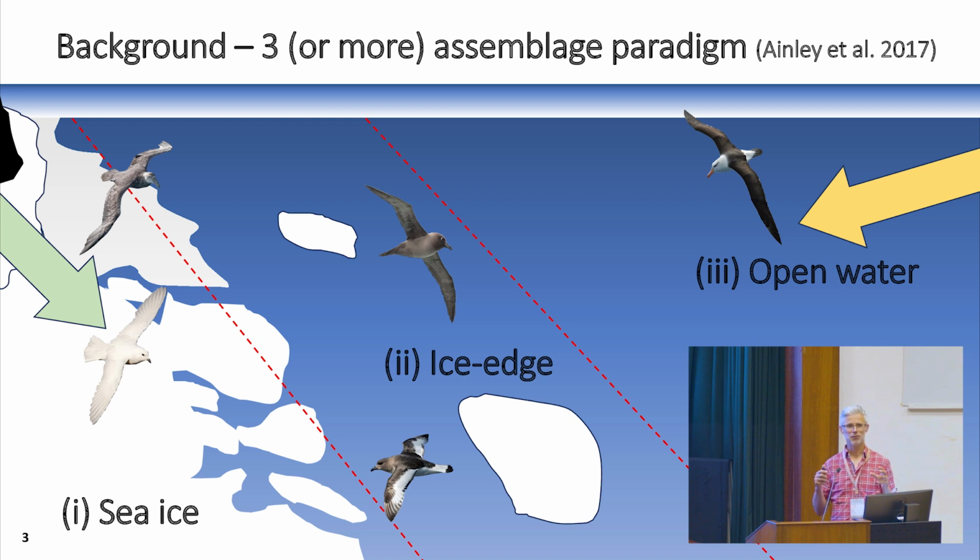What we know about flying seabirds in the seasonal ice zone, and in and around sea ice, largely comes from ship-based surveys, which go back to the 60s and even earlier than that. But people like David Ainley thrashed this out from staring at the ocean for hours and hours from ships, and he and others came up with this three assemblage paradigm. So you have species that occur within the sea ice, you have species that occur at the ice edge, and then you have species that occur in open water.